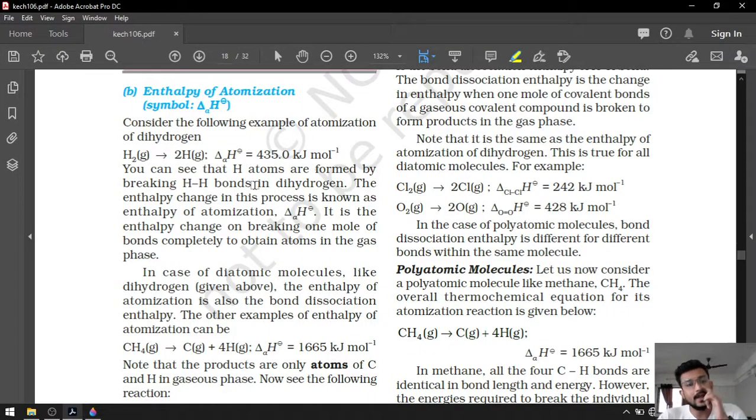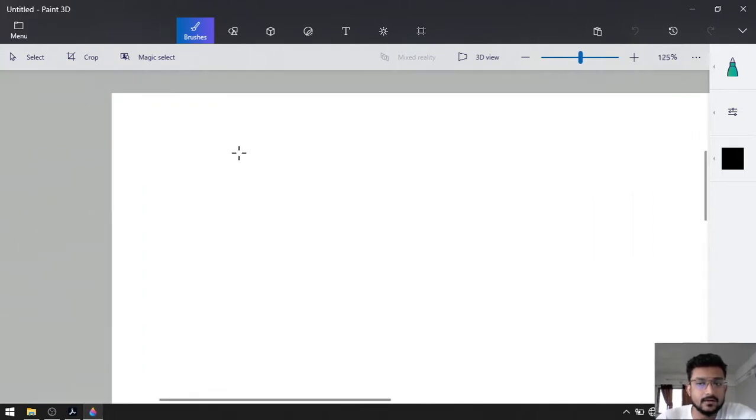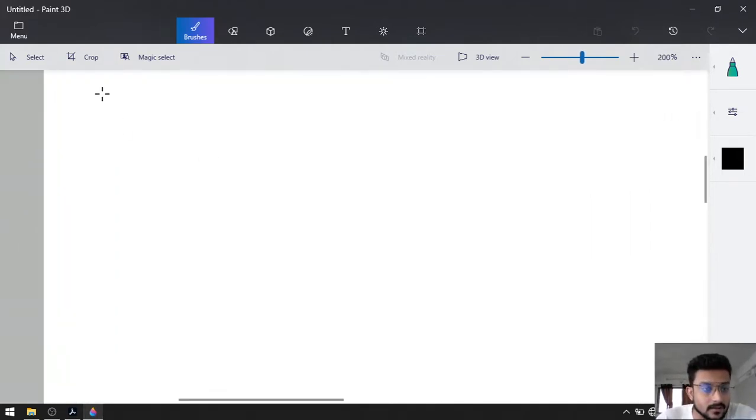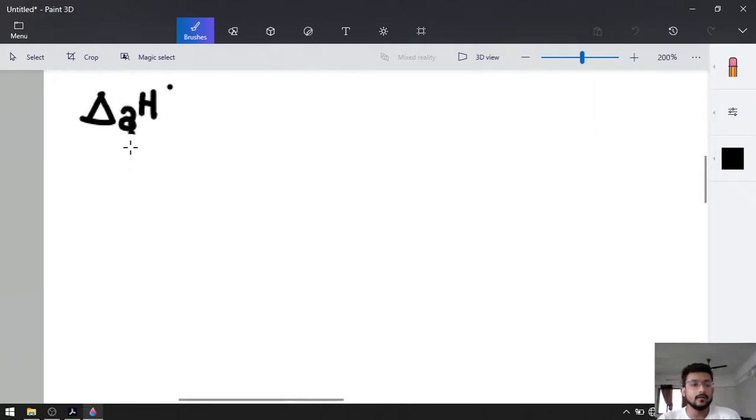Okay, in this lecture we are going to start with enthalpy of atomization. A new symbol arises, delta aH naught. Enthalpy of atomization, remember the symbol, delta aH naught. Enthalpy of atomization is very easy.